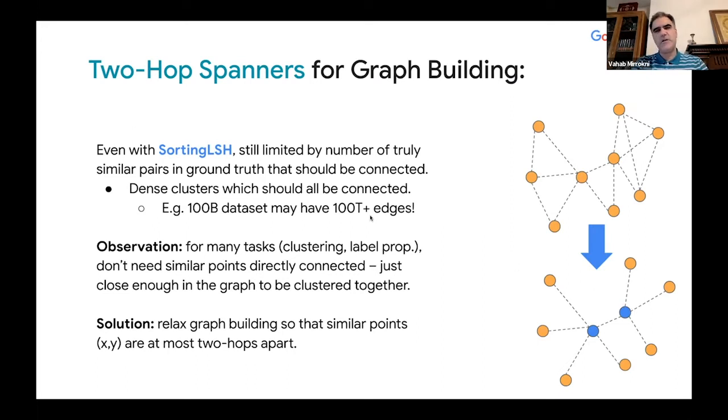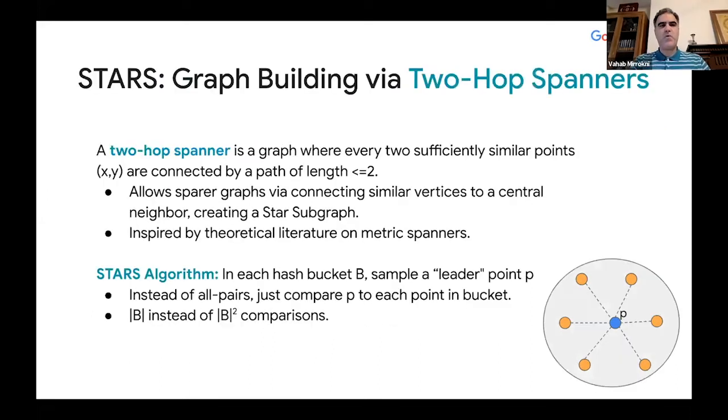This idea of two-hop spanner was used in a paper by Piotr, and I forgot the other author, but it was used there. We have actually used it in a number of papers when we want to compute minimum size clustering. But now I'm going to tell you how we use it in building the graphs for a downstream task, where clustering is a good application. So what we have developed is what we call Stars, which is graph building based on two-hop spanners.